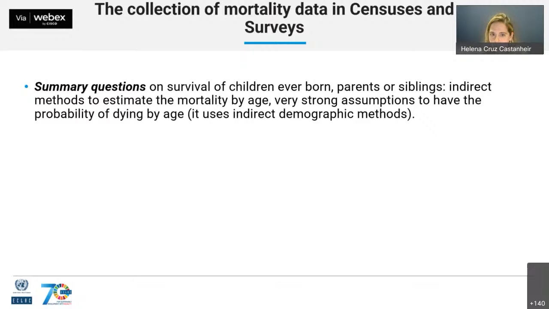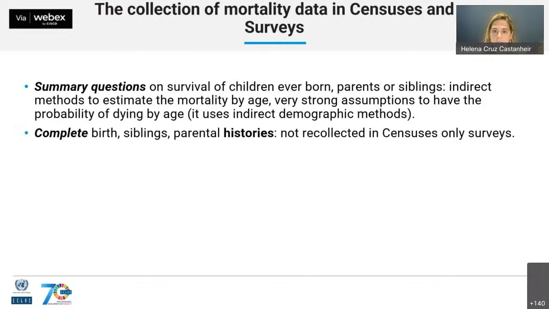We have the summary questions on survival of children ever born, parents or siblings. So this is just, is your parent alive, for example, for the parents. But it does not ask the complete history, with the date of death, because in a census there's not much space for that. So how we use this information: we're using indirect methods to estimate the mortality based on these questions.